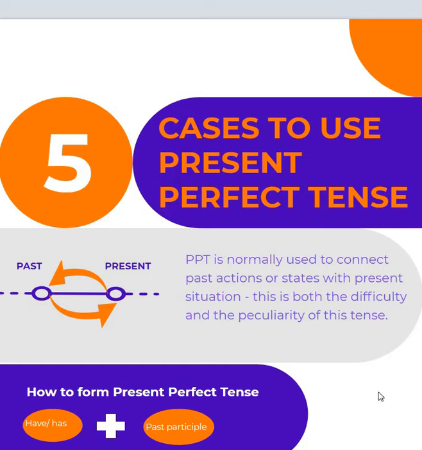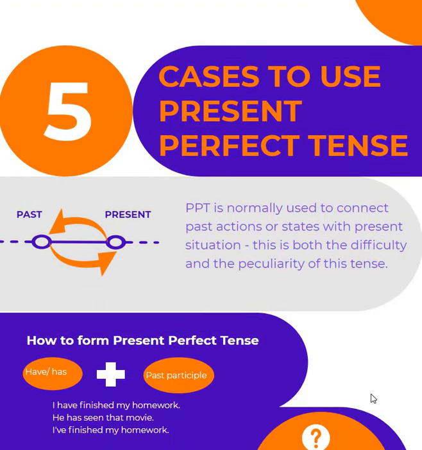Well, let's talk about present perfect tense and the ways of its correct usage. Here we have a presentation devoted to the 5 cases to use present perfect tense. The name present perfect contains the word present, so it is a present tense that tells us something about the present. But we usually use it when we speak about the past actions.